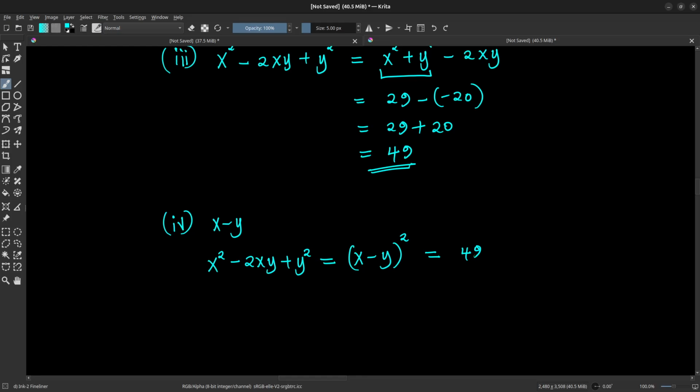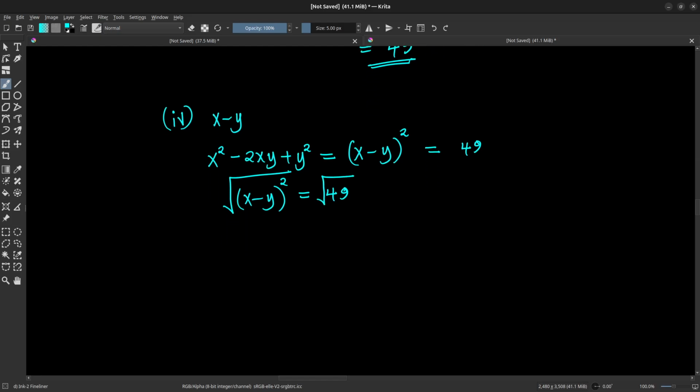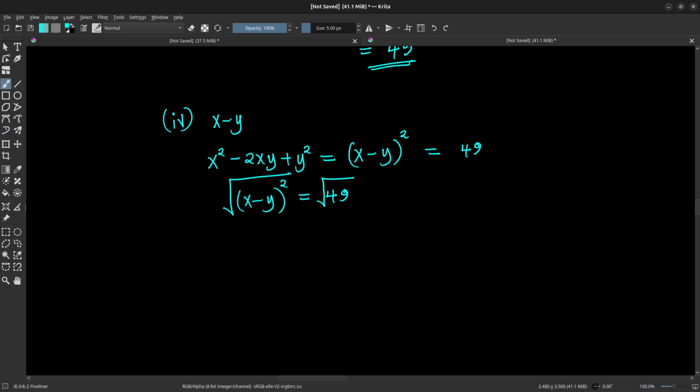So this means to get the value of x minus y, I have to take the square root of both sides. So I have x minus y squared is equal to 49. And then I take the square root of this side and the square root of this other side. Now, the only thing you should be careful with here is when you take the square root of a number, the result must be positive or negative.